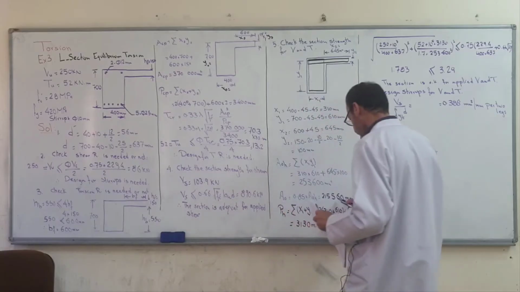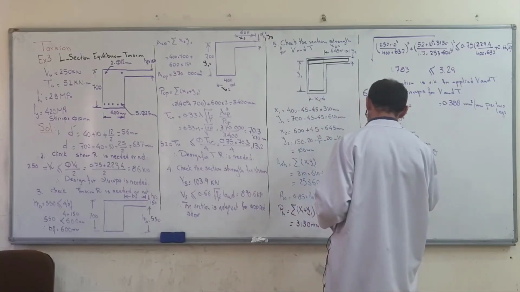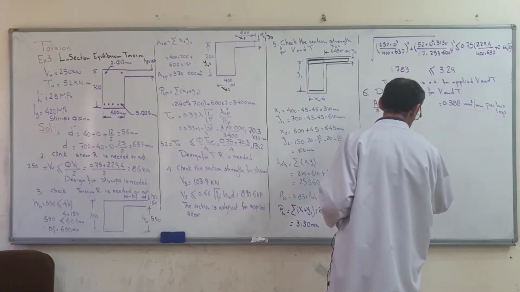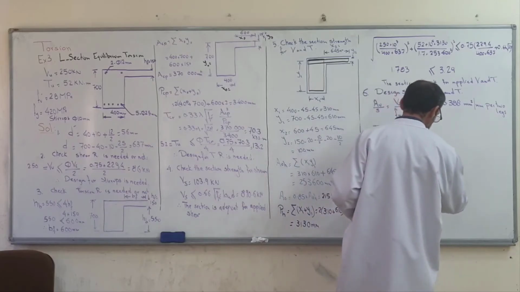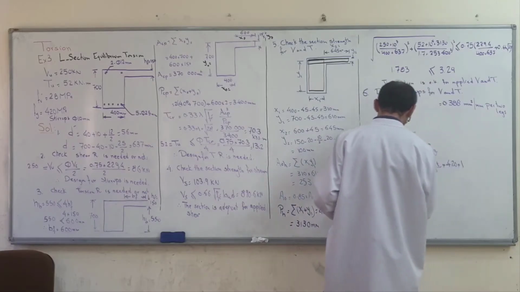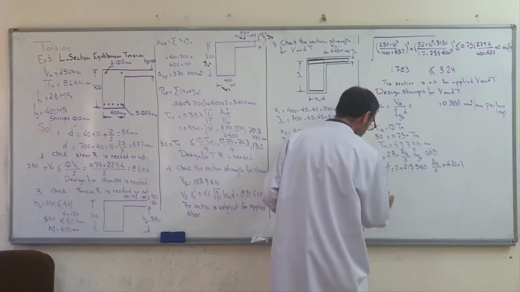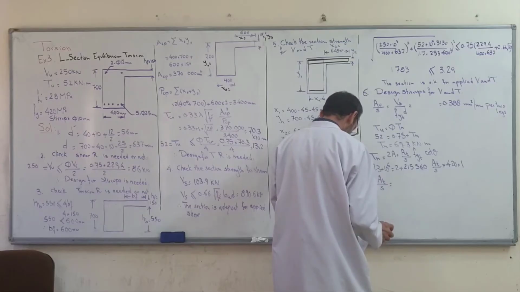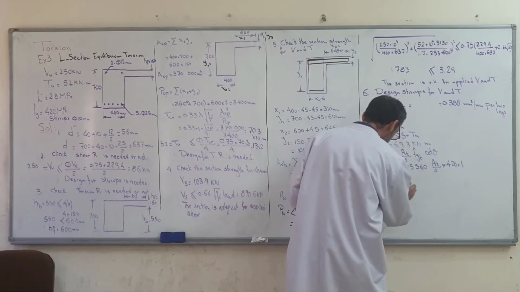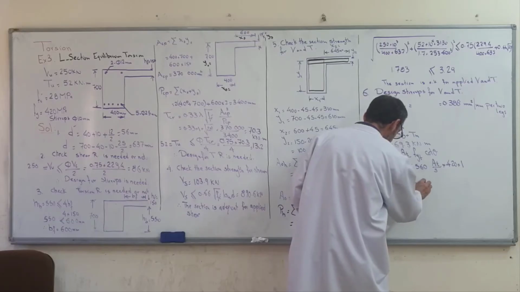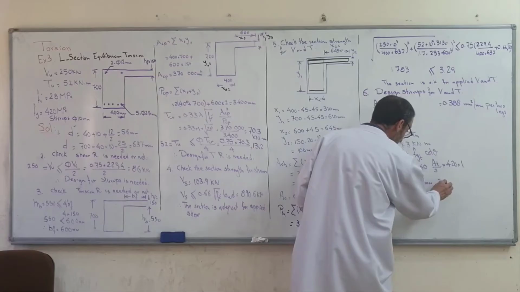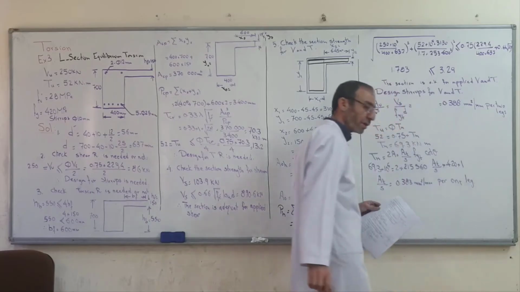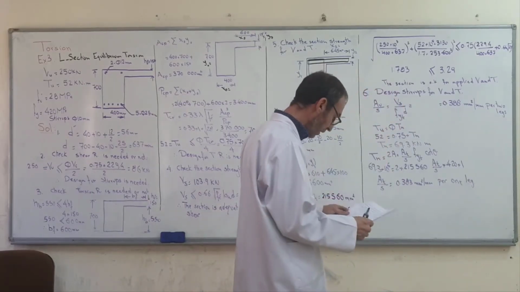We have A naught, 215,560. At over s is required by the problem. Fyt is 420, times 1. Then we find the stirrup required for torsion. At over s is equal to 0.383 millimeter square per millimeter, per 1 leg.